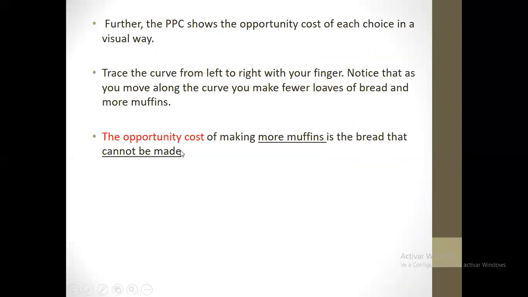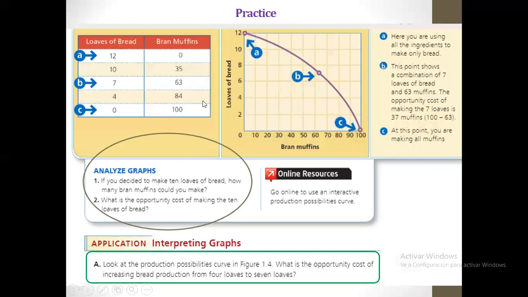The possibility over here: more muffins. The opportunity cost of making more muffins is the bread that cannot be made. That's the opportunity cost. Es el costo que uno va a pagar. ¿Para qué? Porque uno quiere producir más muffins. O sea, el costo que uno va a pagar es que va a producir menos moldes de pan. Y vas a producir más muffins. Ese va a ser tu benefits. Your benefit is producing more muffins, and your opportunity cost is not producing enough breads, okay? No está produciendo los breads que producías antes, okay? Got it, guys?